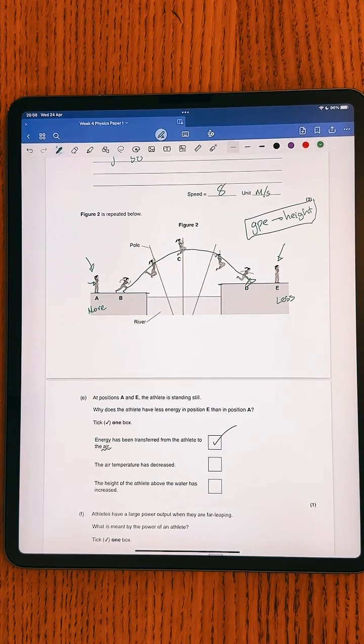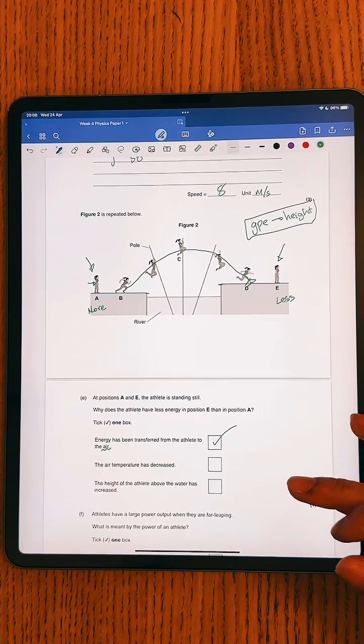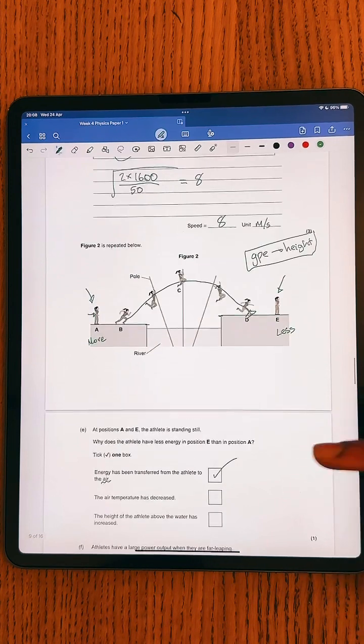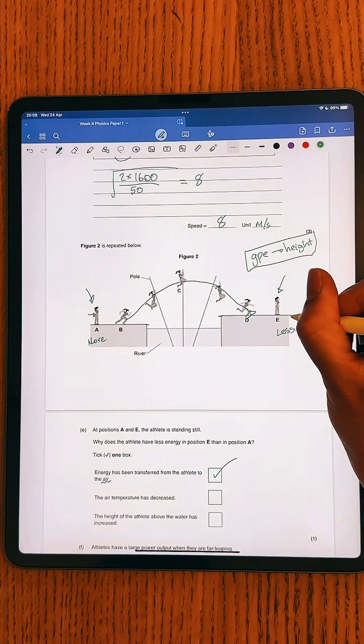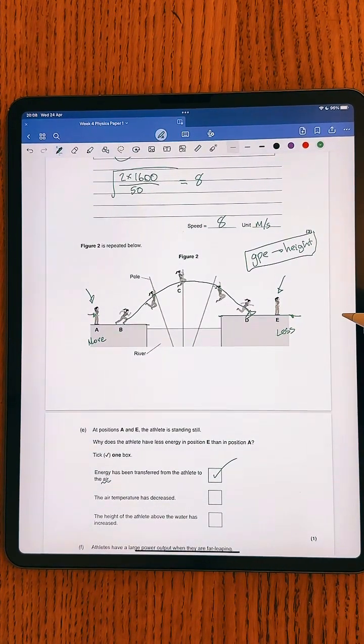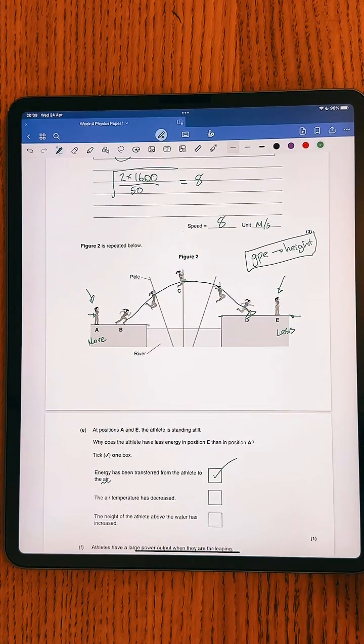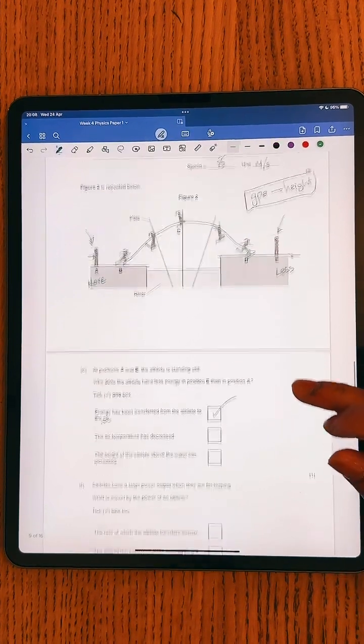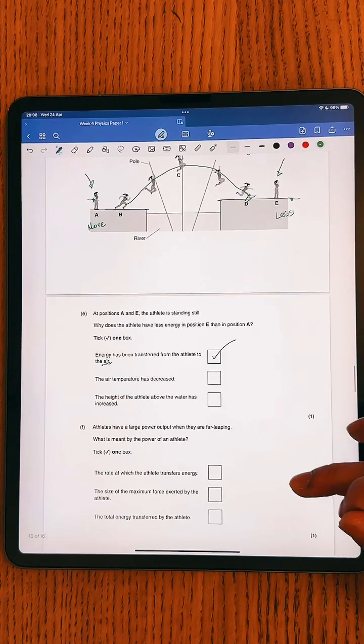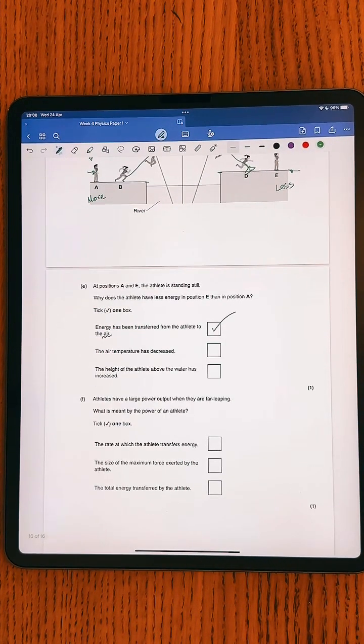This is combined and triple. Everyone needs to know this stuff. Hope that makes sense. It's a bit confusing because it looks like it's increased because this person's higher up, but it's asking why they have less energy. And that's because they've used it on jumping. They've used their chemical energy on jumping, and that energy has been dissipated into the air.